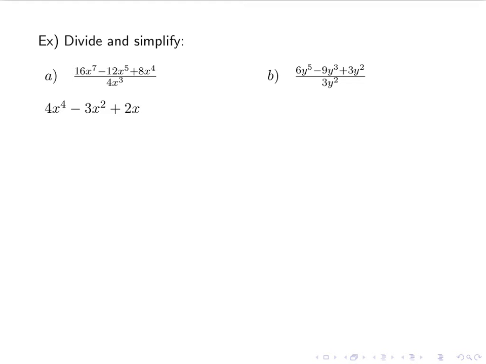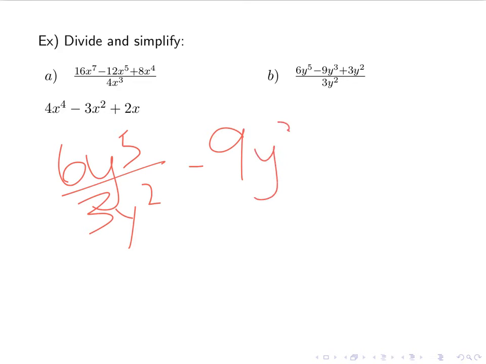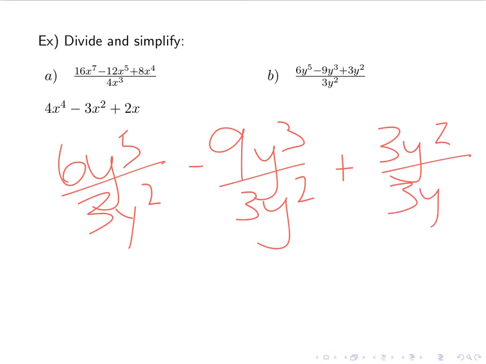For our second one, we're going to split it up. Make sure you're keeping the same operations. We have a positive, then a negative, and then a positive again. So 6 divided by 3 is 2. Y to the 5th over y squared is y cubed. Minus 9 over 3 is 3. Y cubed over y squared is y.